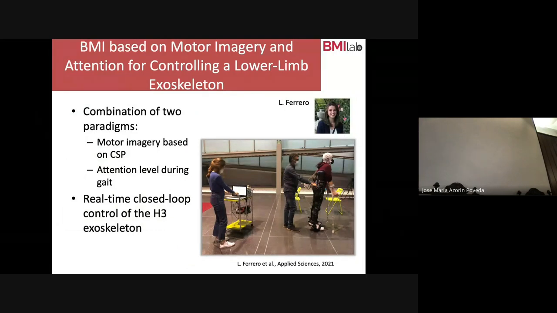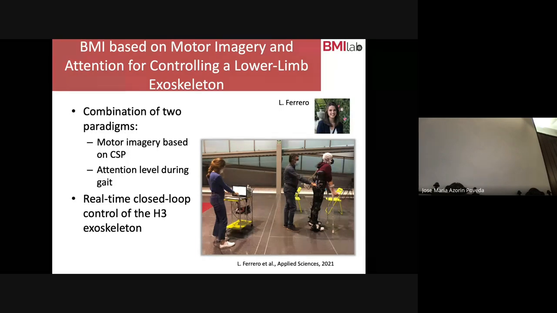So one of the problems that we detected in the last project was that there were a lot of false positives when we tried to command the exoskeleton. There were times that the person was in the relaxed state, and suddenly the BCI detected that the person wanted to move. So first of all, we tried to reduce that rate. And for doing that, what we did was to combine two different approaches for commanding the exoskeleton: we tried to combine the motor imagery approach with the attention level of the user during the game.